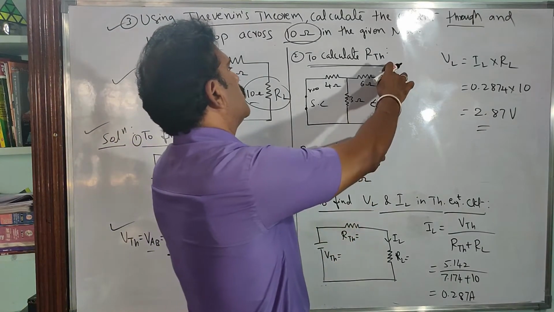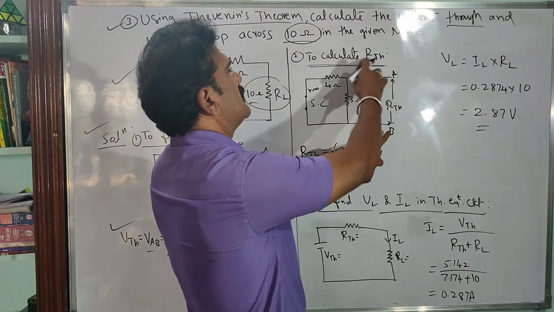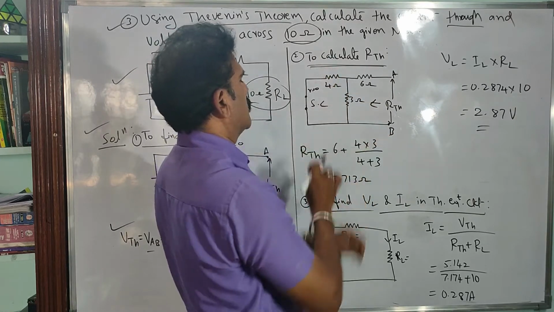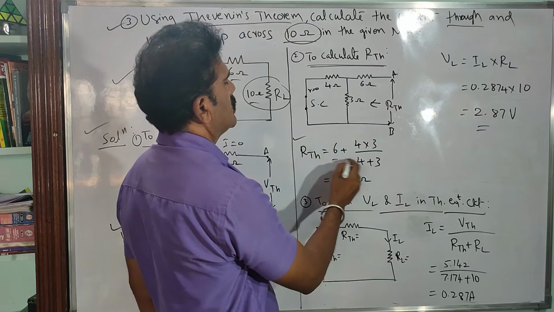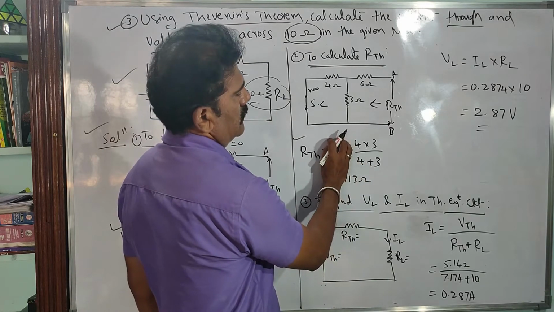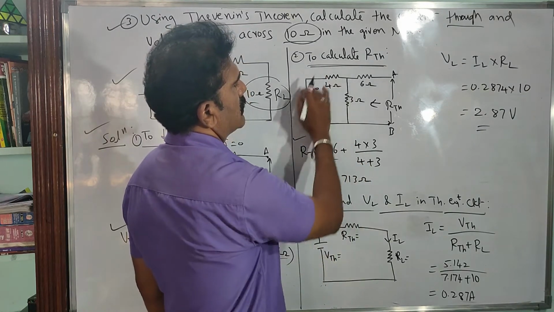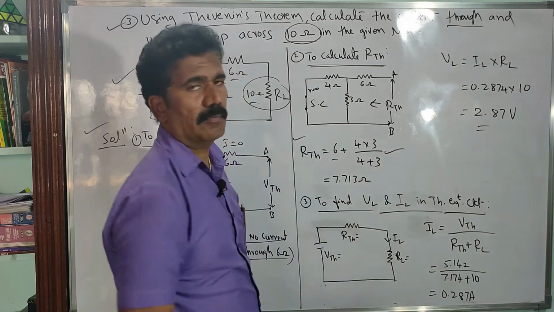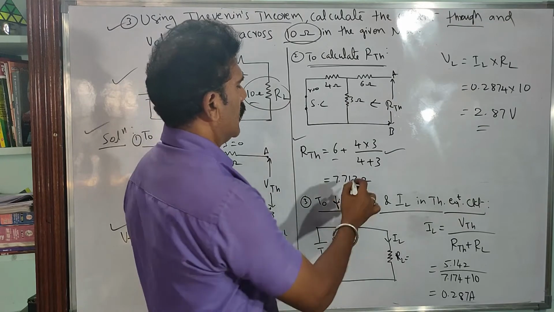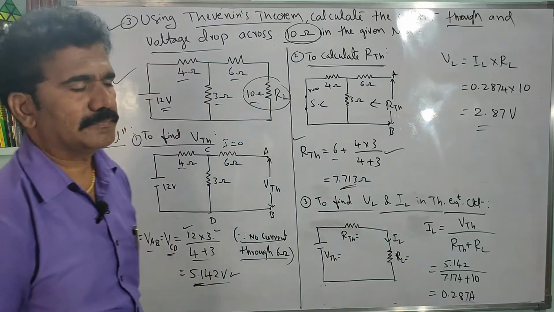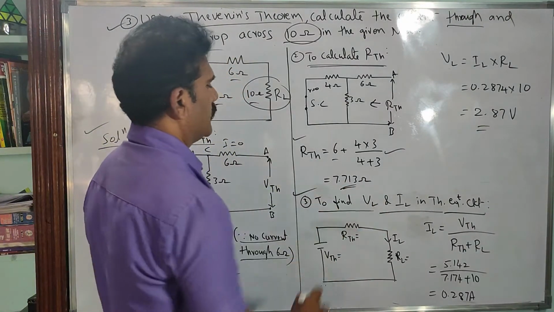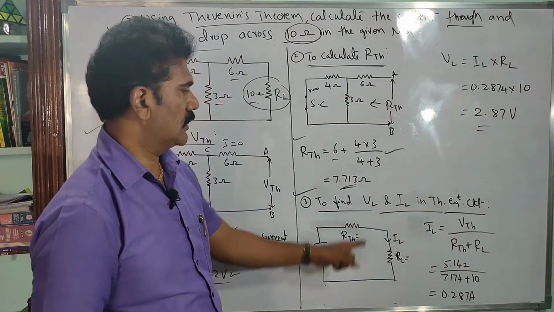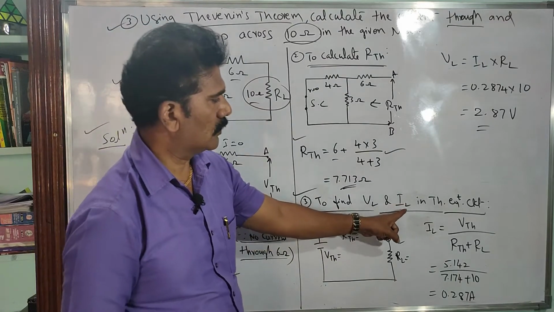So from the terminals A and B, you can see that 6 is in series, and in this closed loop 4 and 3 will be in parallel to each other. Therefore RTH is equal to 6 plus, because it is in series with the parallel combination of 4 and 3, isn't it? So 4 into 3 divided by 4 plus 3 for the parallel combination of resistors. So calculate, and you will get the value of RTH. Then proceed to find the voltage VL and the current IL, that is, the voltage across the given load and the current through the load.